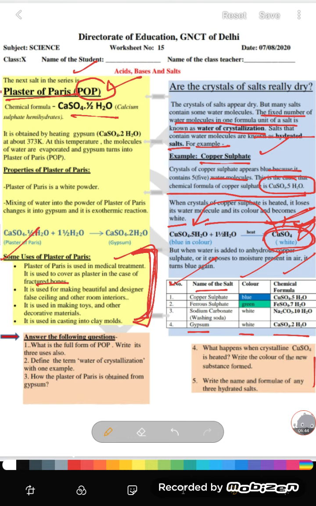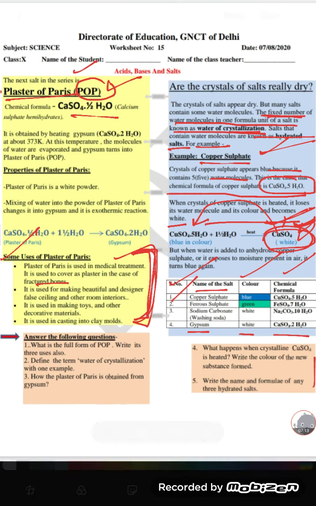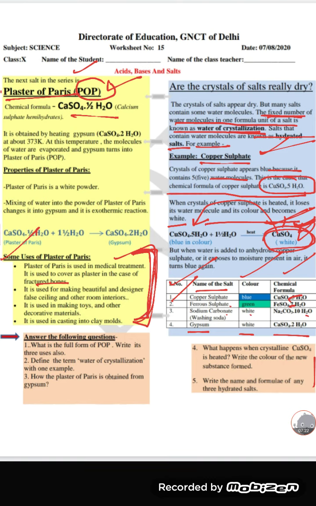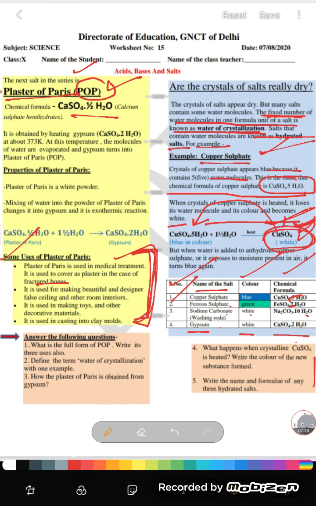Okay, define the term water of crystallization with one example. Students, see, this is the definition of water of crystallization, as I discussed earlier. The fixed number of water molecules in one formula unit of a salt is known as water of crystallization. An example is copper sulfate. You can write any one example. Copper sulfate has 5 molecules of water, ferrous sulfate has 7, sodium carbonate has 10, and gypsum has 2.